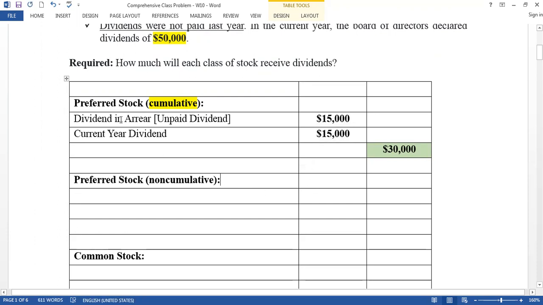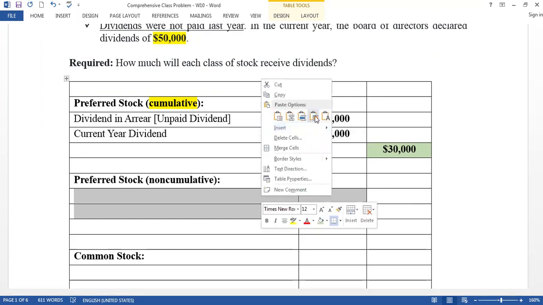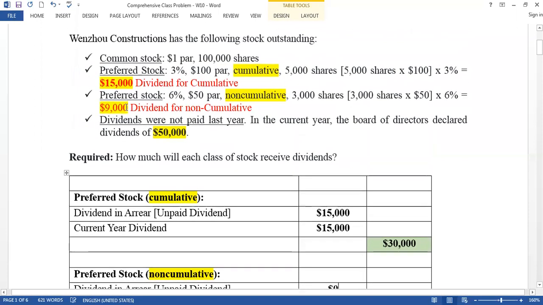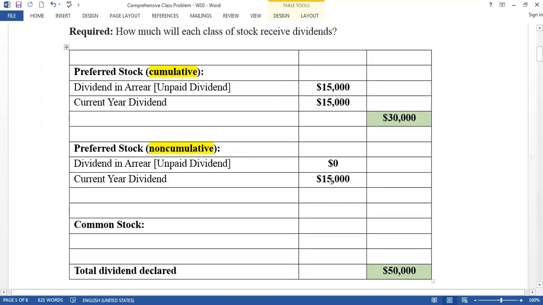Now we are going to pay dividend for non-cumulative. In case of non-cumulative people, they are not going to receive any previous year unpaid dividend. You know that, right? They are going to receive only the current year dividend. So what is the amount of their current year dividend? It is $9,000. So if we add 0 plus 9,000, they are going to receive actually $9,000.